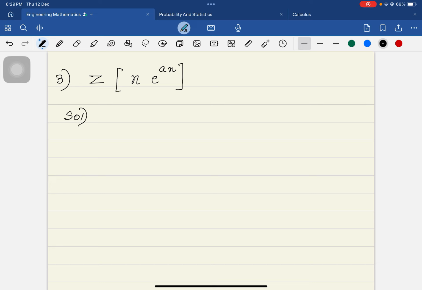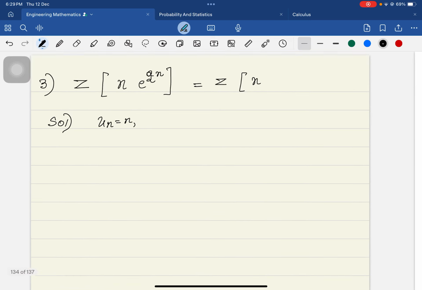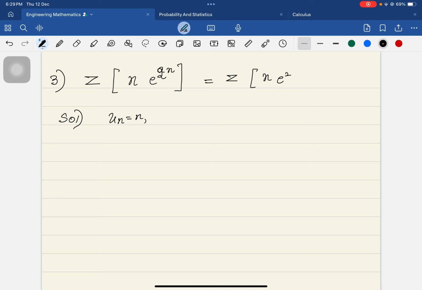Now again, un is equal to n, and in the place of a, what you have? e raised to 2n, let us say. Now how can you rewrite this function? It is z of n times e raised to 2, the whole power n, right? So z of n into e raised to 2, the whole power n. So is it not in the understanding that in the place of e square there is a? So this is the application of damping rule.